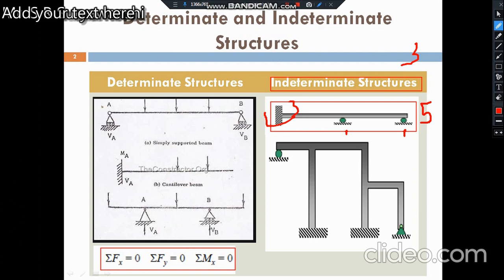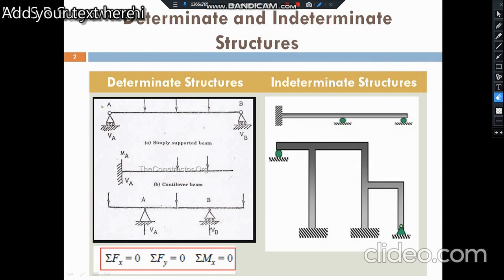Now the second example is the rigid jointed portal frame. Again in this frame the unknown reactions are much more than the available equations. How many reactions are there? Roller 1 reaction, hinge 2 reactions, fixed support 3 reactions. So we have a total of 9 reactions, and the available equations are 3. So these are statically indeterminate structures.